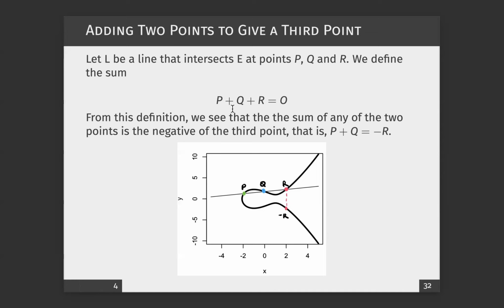So we define P plus Q plus R to be 0. And from this definition, we can now see that P plus Q is equal to negative R. So this one is derived. Okay, so we have P plus Q equals minus R.